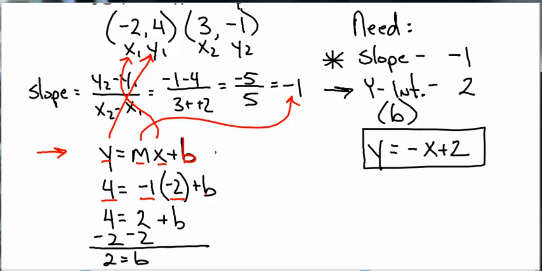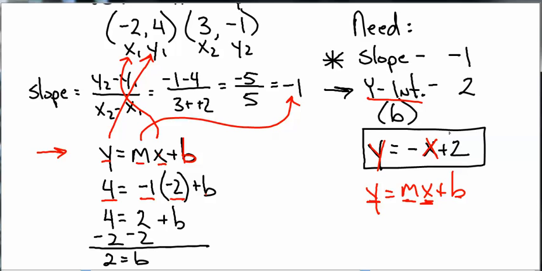Okay? So after you find the slope, your next step is to substitute. Your next step is to go to y equals mx plus b, to fill in the y, fill in the m, fill in the x, and solve for b, because b is the y-intercept that you're looking for. And then once you have that, you can rewrite it again, but now you write the letter y and you write the letter x, and you put your slope here and your y-intercept here.